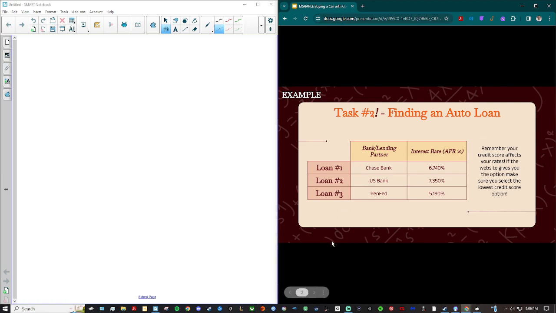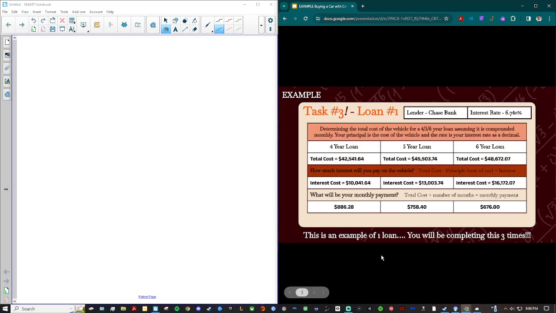Okay, after you find those, we will head into what you will be doing for each loan. So each loan, you will fill out a slide like this. You're going to put your lender information up at the top. So this is the Chase Bank loan, and here's my interest rate. For each loan, you're going to calculate a 4-year, a 5-year, and a 6-year loan. You're going to find the total cost. You're going to find how much interest there was, and then you'll calculate your monthly payment. Remember, there are some hints and guides here and formulas that can help you out.